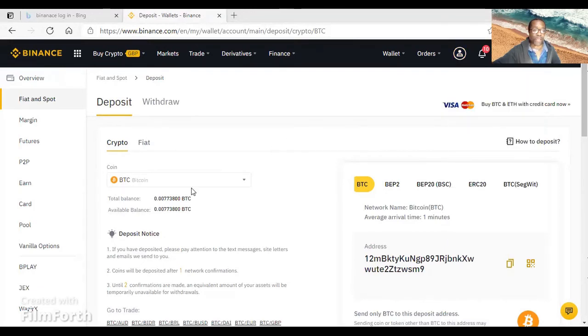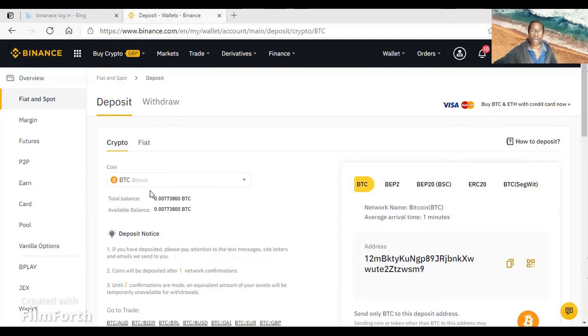So once you're here, you can see deposit and withdraw. Binance is just like any other exchange, but even more complex. That's why so many people shy away from it. But like I said, you just do what you want to do with it, and then you will feel your way. This is not a tutorial for how to use Binance. So let's keep it straight to the point.